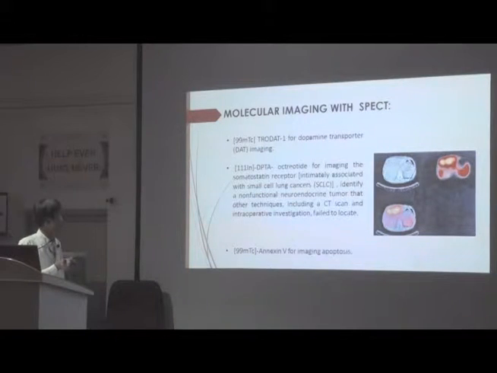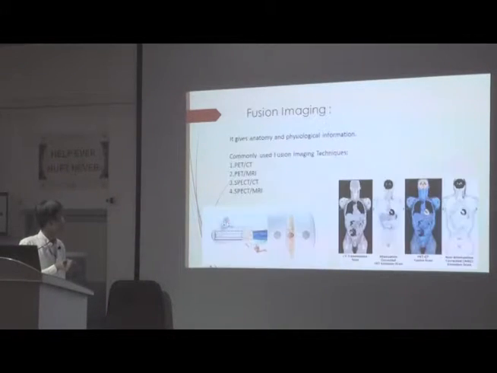Recently available molecular imaging agents are technetium-99m fluoride for dopamine transporter imaging, and indium-111 DTPA. This can be used to identify the non-functional neuroendocrine tumors, which technetium failed to detect. But if you use this imaging agent, we can detect these tumors accurately. And technetium-99m annexin for imaging apoptosis.